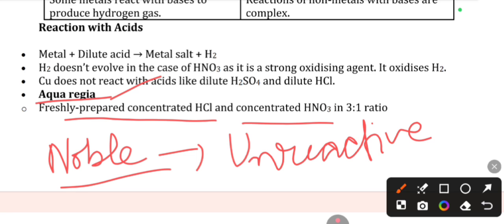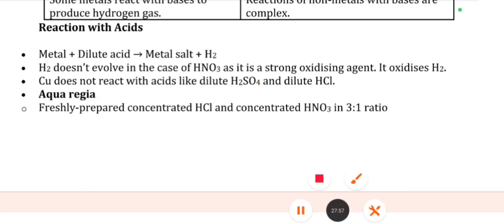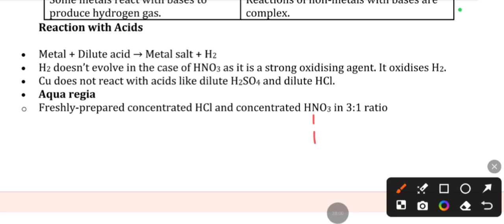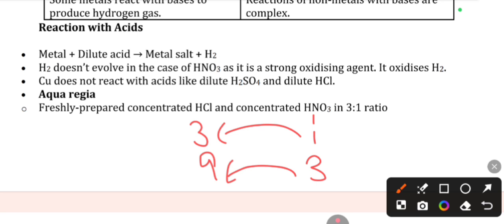So how will they react? It is not reacting with any other acid. Noble metals don't react with any acid. But if you mix two acids together, HCl and HNO3, in the ratio 3:1, that means you take HCl 3 times the quantity of nitric acid. If you take 1 volume of nitric acid, you take 3 volumes of HCl. If it is 3, then this will be 9. You take it 3 times.